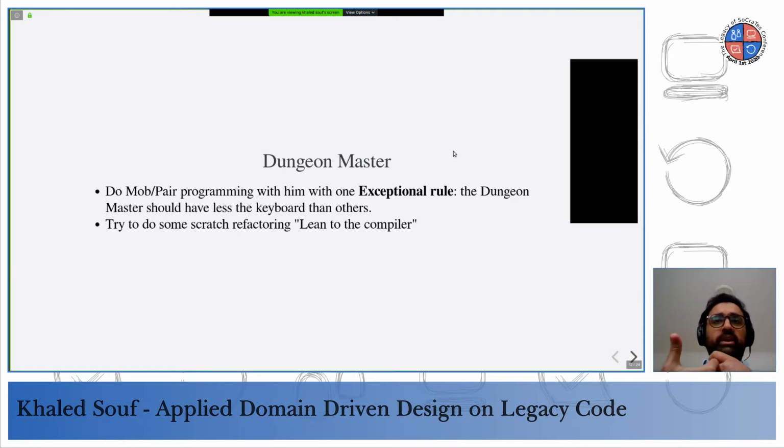After you do that, I also recommend that we do some scratch refactoring to check if we got the information right or not. We try to break things and lean on the compiler.